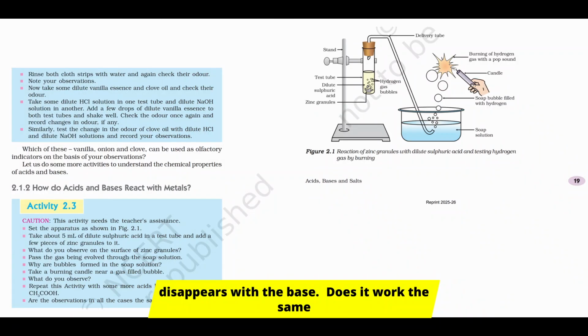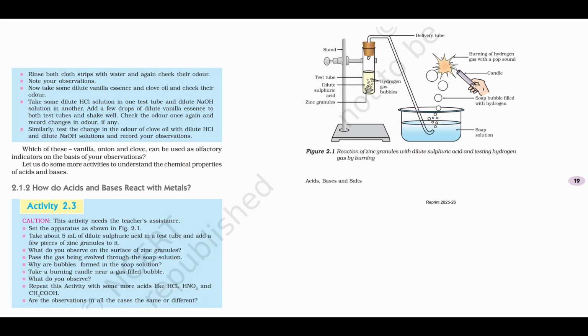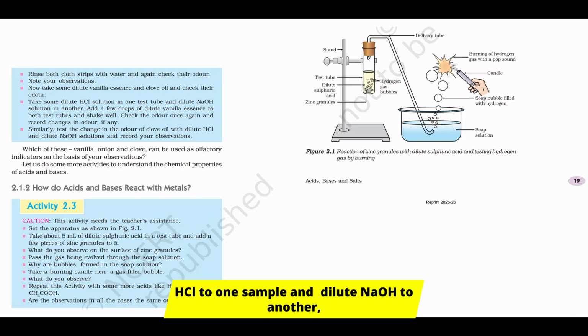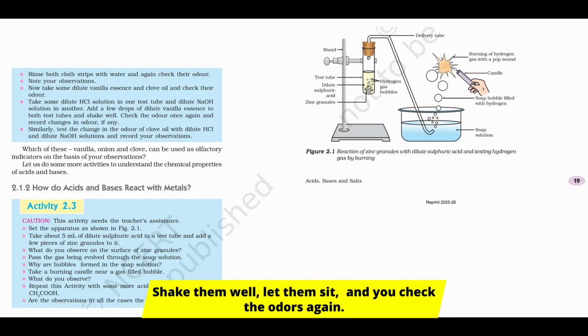Wow, okay, so the smell disappears with the base. Does it work the same for vanilla and clove oil? Pretty much the same principle, yes. You'd start by noting their distinct natural smells. Vanilla's sweet scent, clove's spicy one. Then, in separate test tubes for each, you'd add a few drops of dilute HCl to one sample and dilute NaOH to another, along with the vanilla or clove oil. Shake them well, let them sit, and you check the odors again.